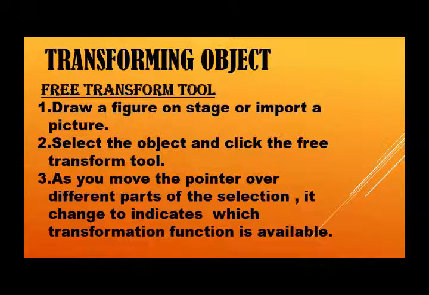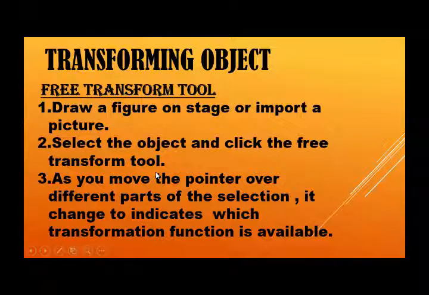Transforming an object means that whenever you transform an object, you can change it in any way. Maybe you can change its size, maybe you can change its shape, or you can move it from one place to another place, or maybe you can rotate it. So the free transform tool works like this: draw a figure on a stage or import a picture. Select the object and click the free transform tool.